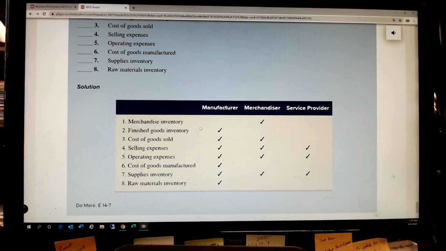Finished goods, well, that's one of the three inventories of a manufacturer. Cost of goods sold. Both a manufacturer and a merchandiser have cost of goods sold. Service providers don't. Selling expenses, they all have them. Operating expenses, they all have them. Cost of goods manufactured, only the manufacturer has that. Supplies, they all have supplies. Raw materials inventory, that's one of the three inventories of a manufacturer.